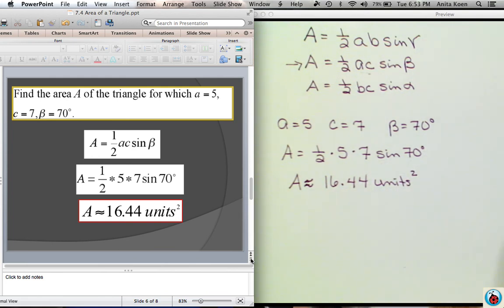Area is always in square units, so don't forget to put units squared.